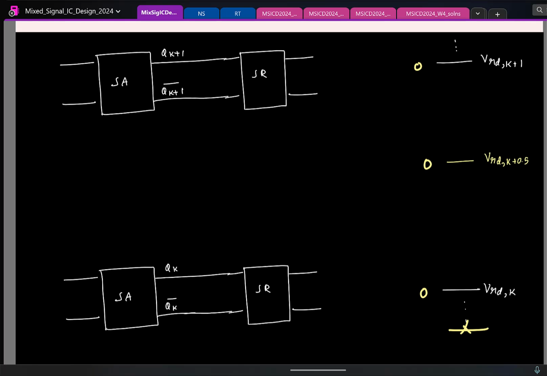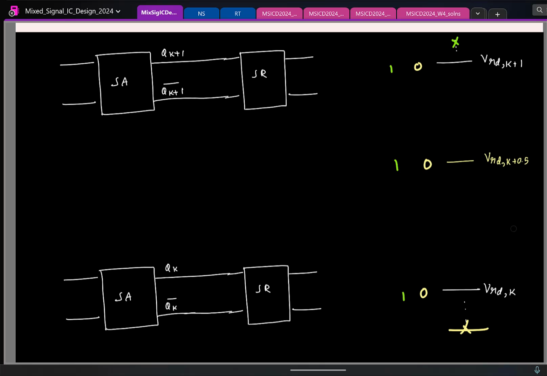Similarly, let us say the input is lying here. It is greater than both the reference voltages, so both of them will be 1. If both of them are 1, this is also 1. No confusion if the input is actually beyond this and this. When is the problematic situation? When the input is lying in between, right? So let's only focus on that case now.